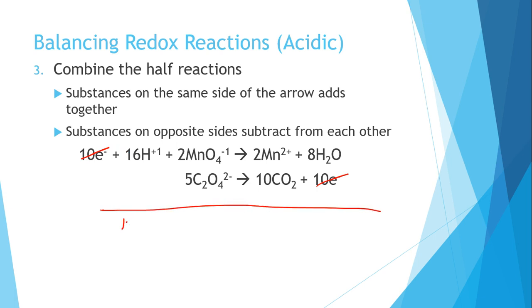So our final reaction ends with 16 hydrogen ions plus 2 manganate plus 5 C2O4 2- yields 2 Mn2+ plus 10 CO2s plus 8 water. We're going to note that I have excess H+ ions, which means this does take place in acidic conditions.